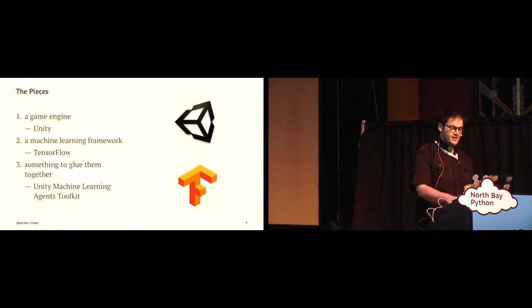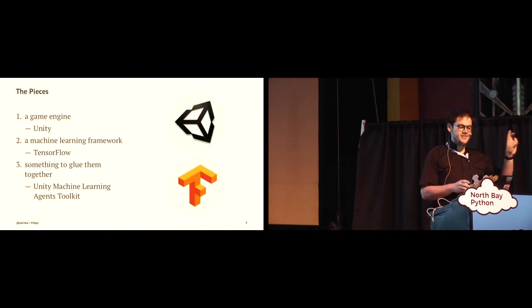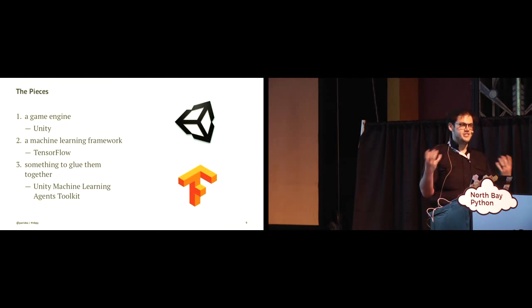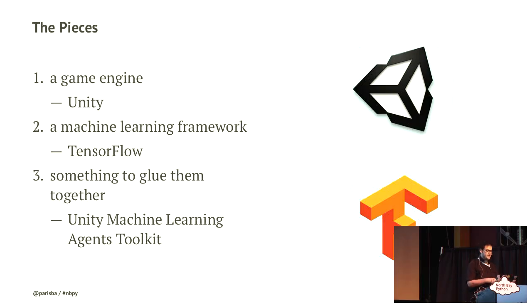It's pretty great. I'm going to talk about three things today. I'm going to talk about Unity, which is a game engine. I'm going to talk about TensorFlow, which is a machine learning framework that comes out of Google. And I'm going to talk about something to glue them together, which is the Unity Machine Learning Agents Toolkit, which I may occasionally refer to as Unity ML Agents, Unity ML, or various other things. All these words are wrong. It is called the Unity Machine Learning Agents Toolkit. They get very angry when you call it something different.